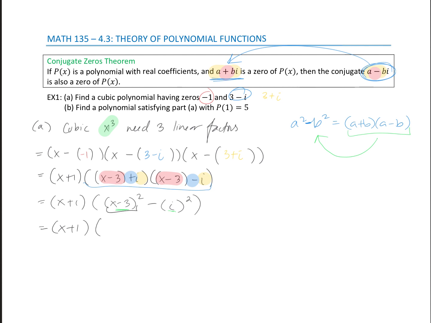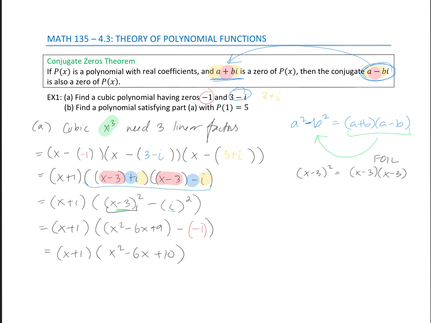So factoring this out, that would give me x squared minus 6x plus 9. Again, as a reminder, x minus 3 squared is the same as x minus 3 times x minus 3. And we would use FOIL to multiply that out. Okay, and then minus i squared. Let's see, x plus 1 times, i squared again is -1. So since i squared is -1, we'll go ahead and replace that with -1, which means we'll end up with x squared minus 6x plus 10.